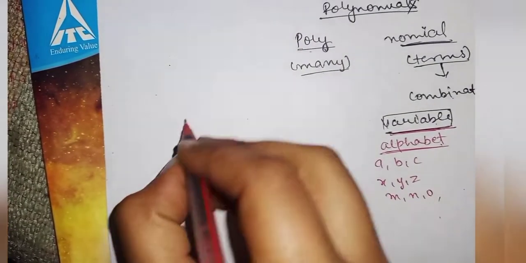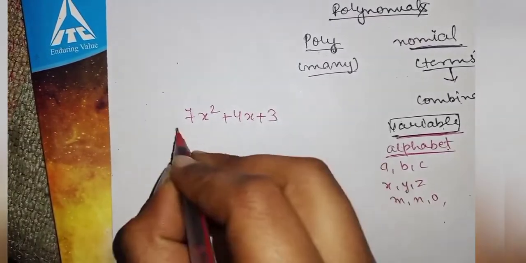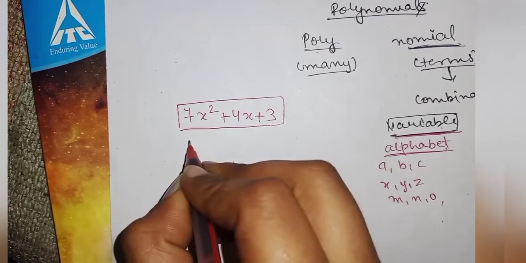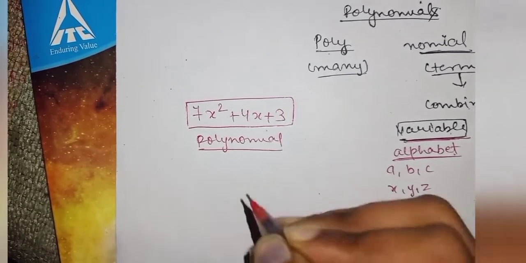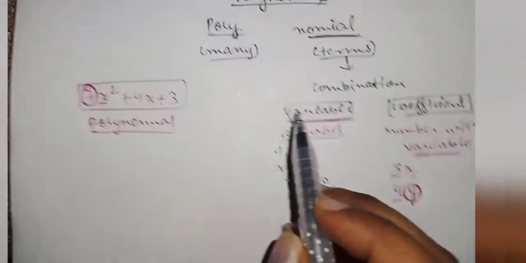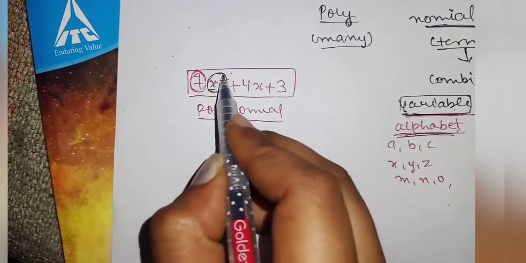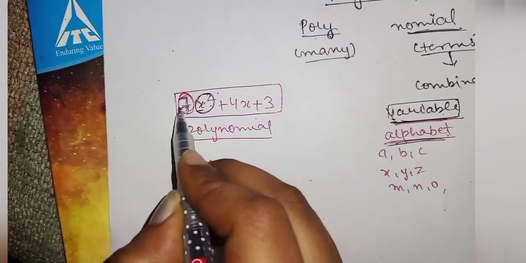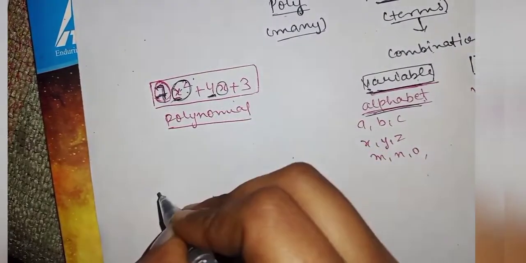For example, 7x square plus 4x plus 3. This equation can be known as a polynomial, where 7 is the coefficient of x square, as I already mentioned that a variable is known as an alphabet. So here the alphabet is x, or the twice of x, or x square, sorry, x square. So 7 is the coefficient of x square. 4 is the coefficient of x.